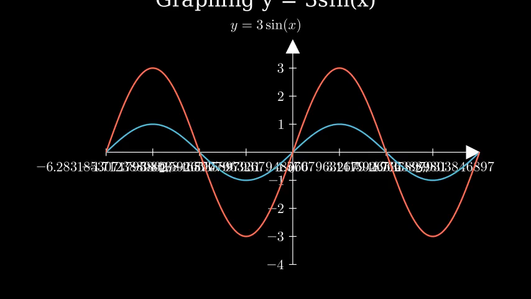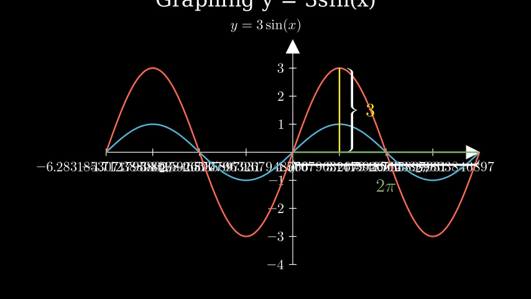Let's understand the key features of this transformed sine function. The amplitude is the distance from the middle of the wave to either its maximum or minimum value. For y equals 3 sine x, the amplitude is 3. The period of the function remains unchanged at 2 pi. This is because multiplying sine by 3 only affects the vertical scaling, not the horizontal spacing.